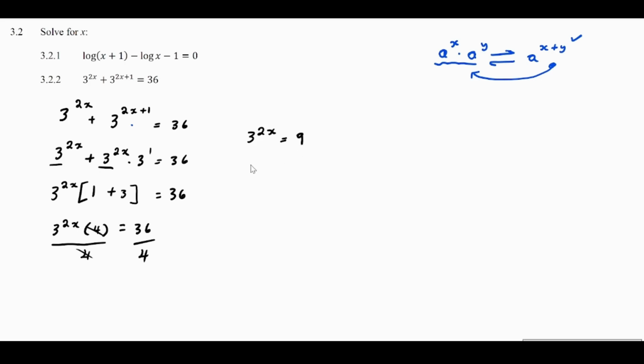You can write 9 in exponential form. So 3 to the exponent of 2x is the same as 3 to the exponent of 2. Bases are the same, you equate the exponents. So 2x is equal to 2. You divide both sides by 2. And then you'll find that the value of x is equal to 1. Yes, that's unique. The value of x is equal to 1.